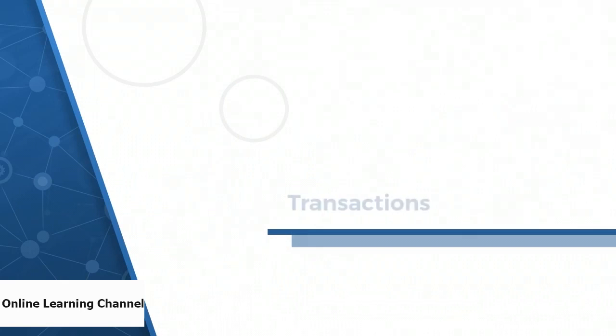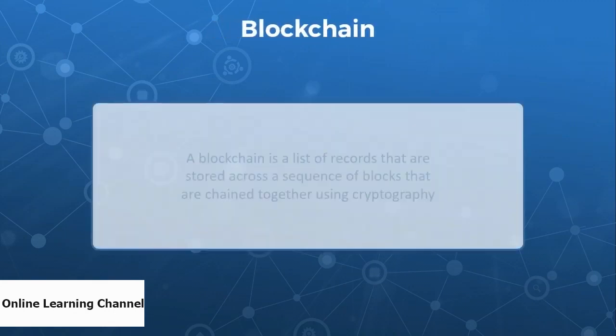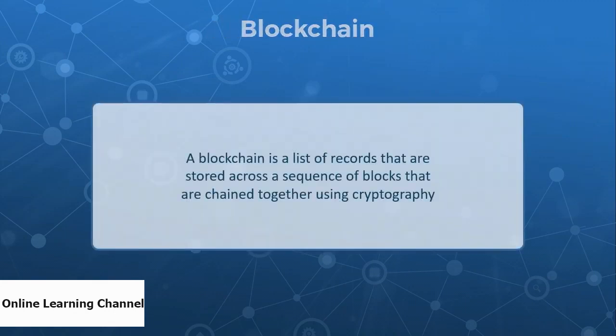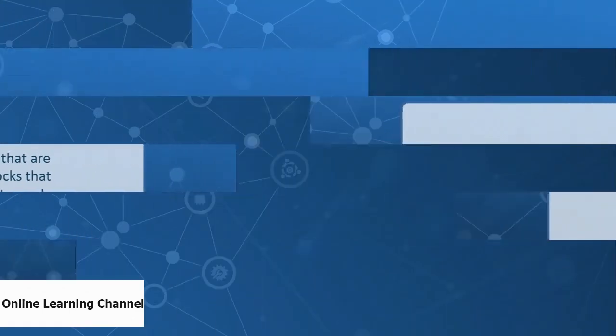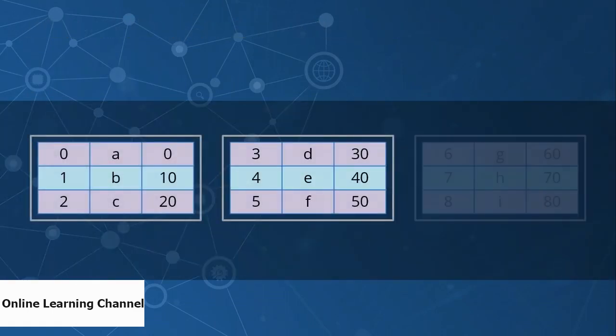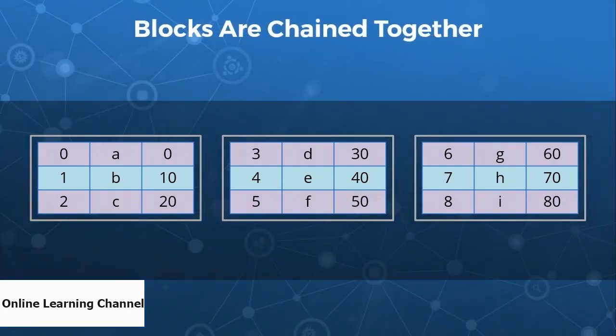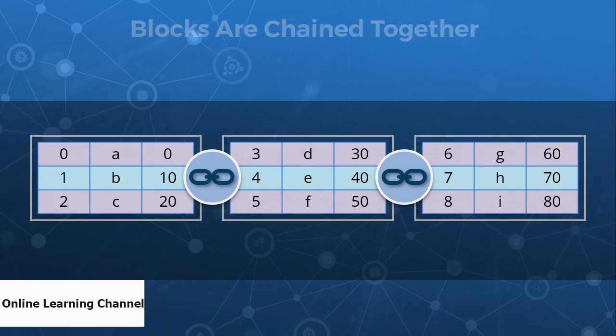In this clip, we will take a closer look at transactions in the Ethereum network. So we have studied the fact that a blockchain can be thought of as a list of records. These records are split up and then stored in a sequence of blocks, and the sequencing of the blocks is done by chaining them together using cryptography. So if we have 9 different records which have been split up into 3 blocks as shown over here, these blocks in turn can be sequenced by chaining them together.